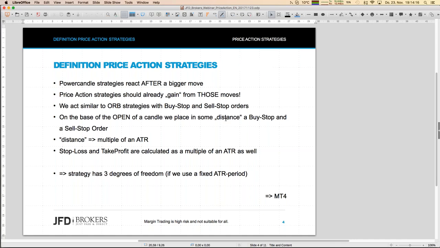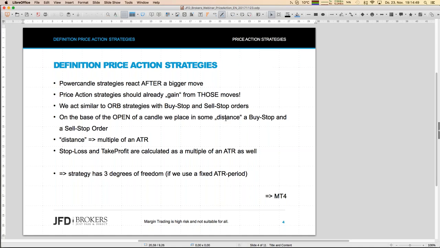As you know, when I talk about strategies, I always talk about those degrees of freedom, or you might call them simply parameters. What is the multiple for the order placement? What is the multiple for the stop loss setting? And what is the multiple, the risk reward ratio, for setting the take profit? So those are 3 parameters, and mathematically they are simply called degrees of freedom.